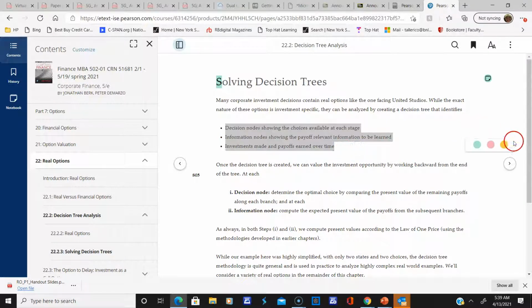I'll highlight all of these here because we're going to talk about them. Information nodes. So we know about decision nodes and information nodes, showing the payoff relevant information to be learned and investments made and payoffs earned over time.